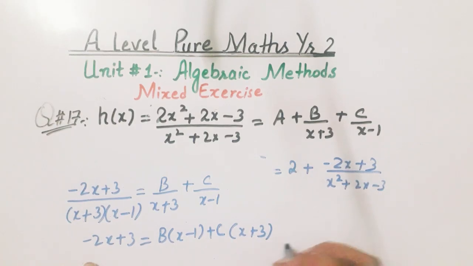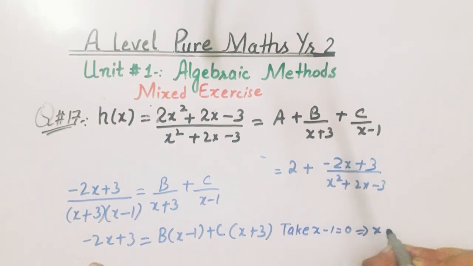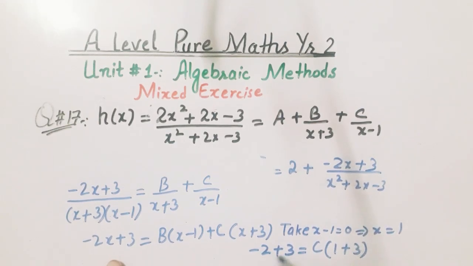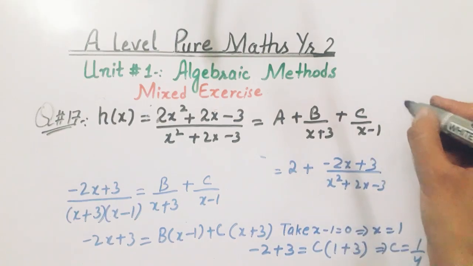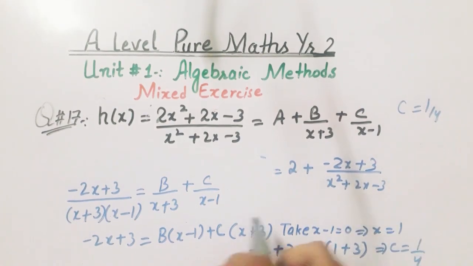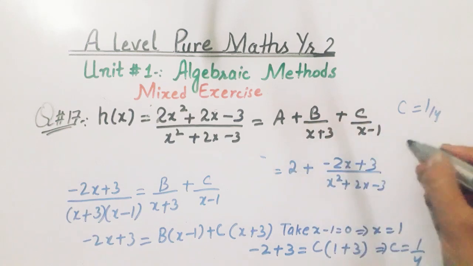Now in the next step we will take x minus 1 equal to 0, which implies x equals 1. So minus 2 plus 3 equals, with the x minus 1 term being 0, c into 1 plus 3, that is 4. So 3 minus 2 is 1. So the value of c will be 1 by 4. Here we write c equals 1 by 4. And the value of a will be 2.